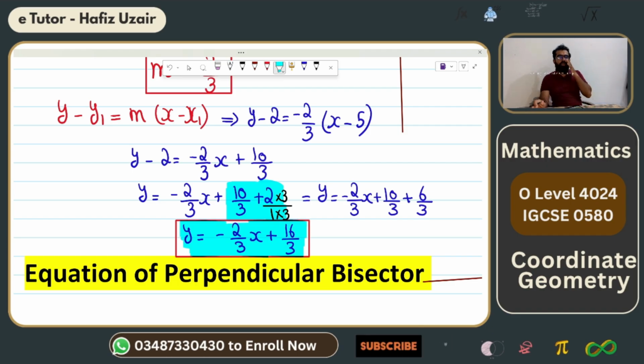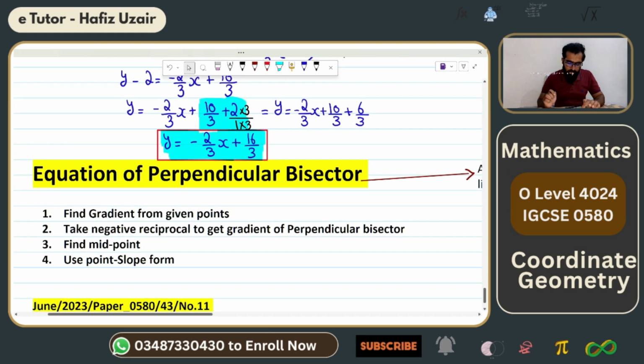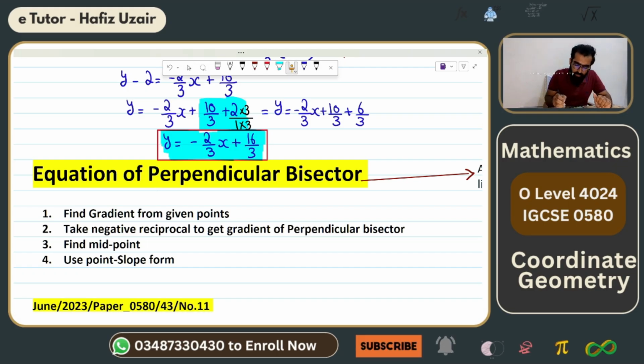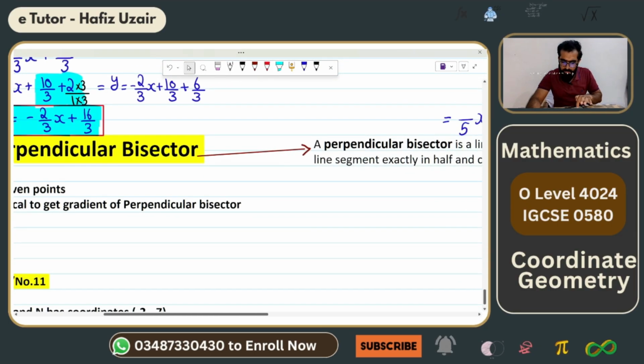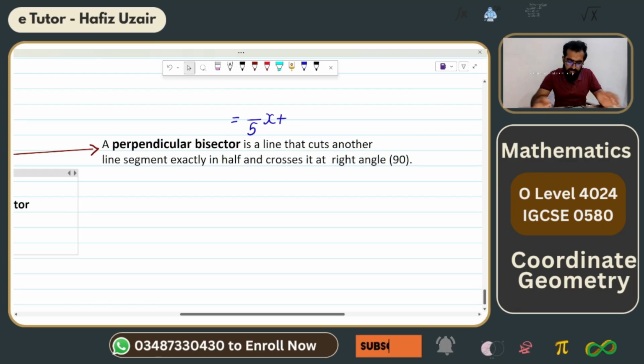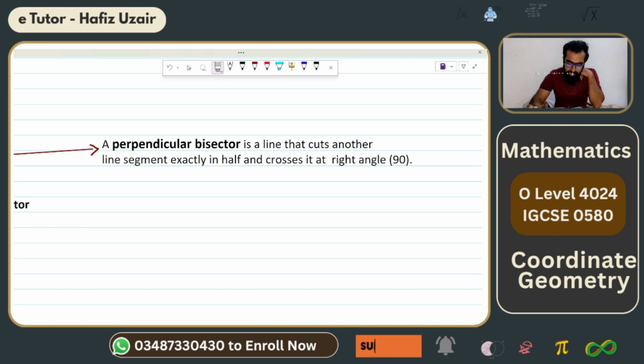Now we are going to discuss the last concept of this topic, that is the equation of a perpendicular bisector. This is a 5-mark question or sometimes a 6-mark question as well. Now you need to find the equation of the perpendicular bisector. So what is a perpendicular bisector? First of all, let's discuss what it is. A perpendicular bisector is a line that cuts another line segment in half and crosses it at a right angle.